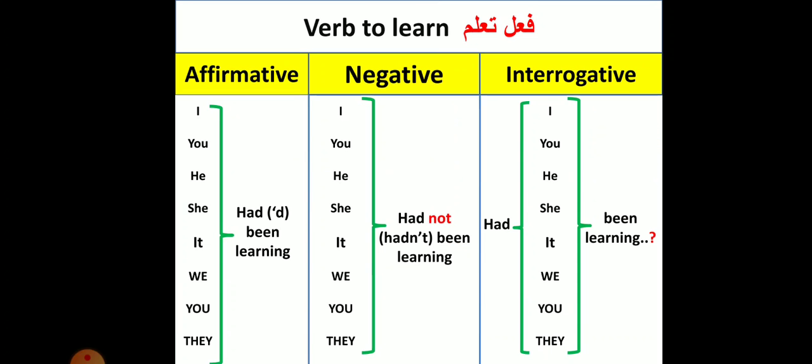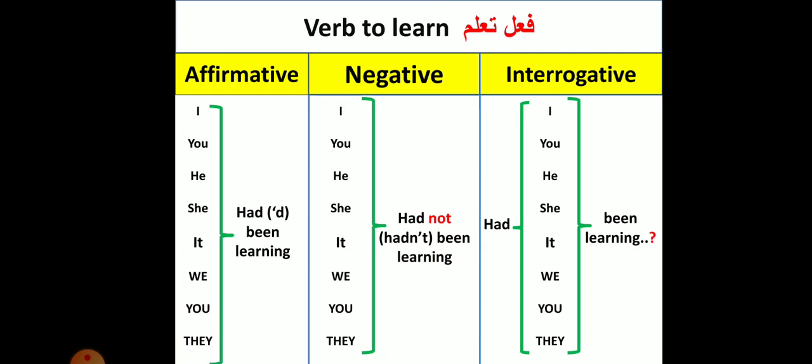For the negative form, we just add not. I had not been learning or I hadn't been learning. So hadn't here is had plus not. Okay? It is the contraction or the contracted form. You had not been learning, he had not been learning, she had not been learning, it had not been learning, we had not been learning, you had not been learning, and they had not been learning.